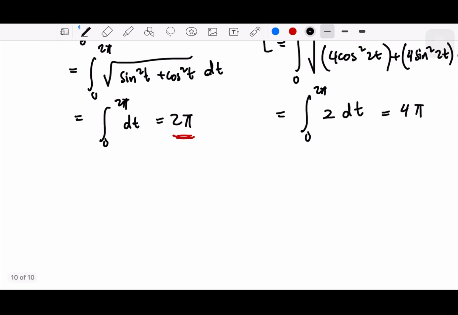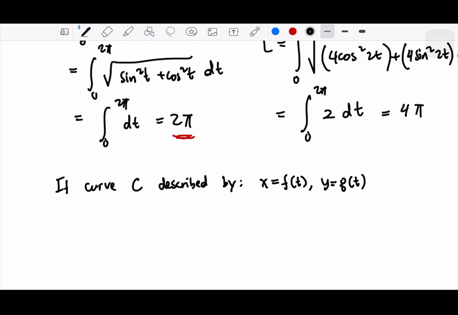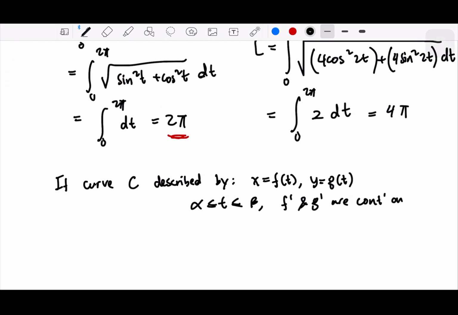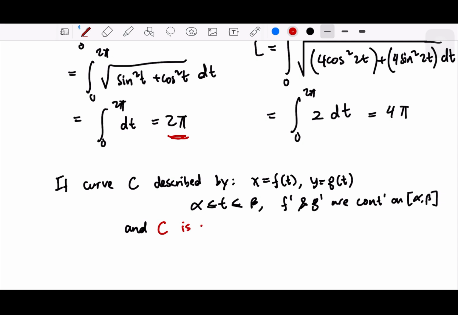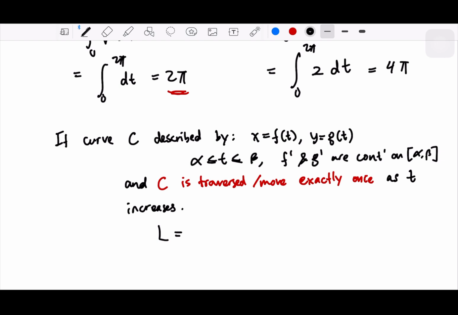Let me just write: if curve C is described by parametric equations, let me just write all the parametric, and then t is from alpha to beta, f prime and g prime are continuous on alpha to beta, and let me write that C is traversed, or moves, exactly once as t increases. And then we can write the formula.